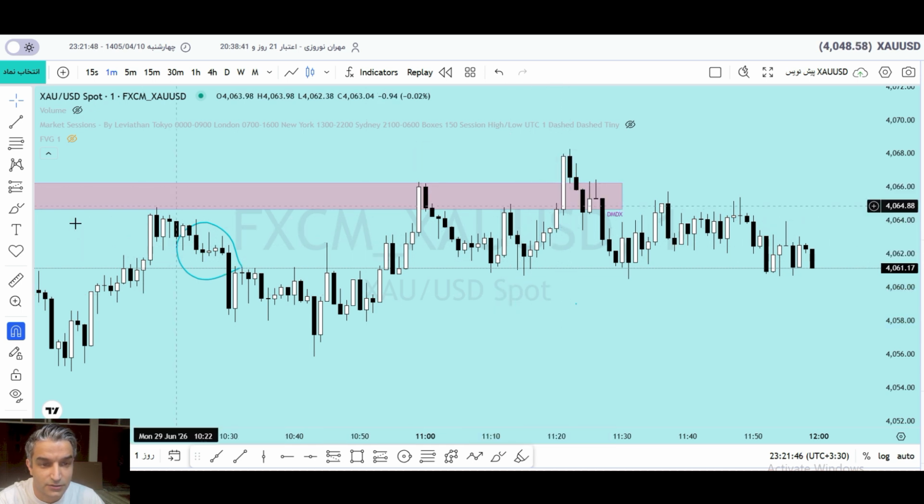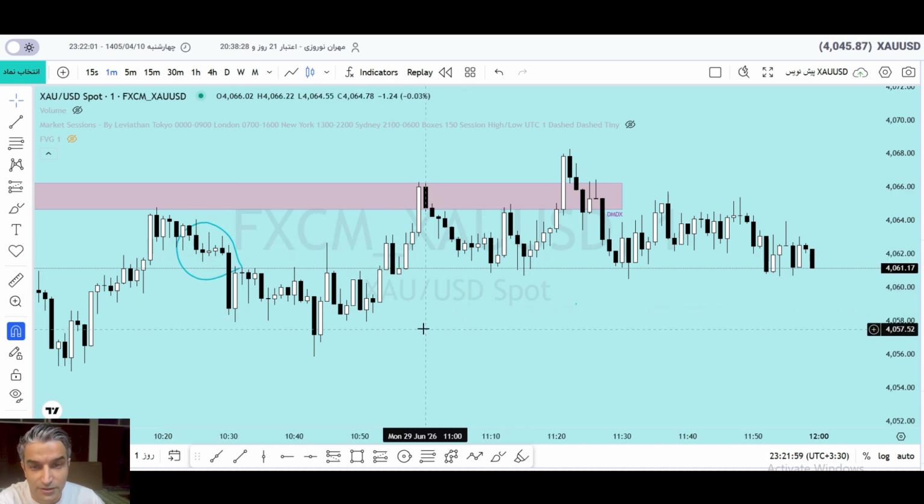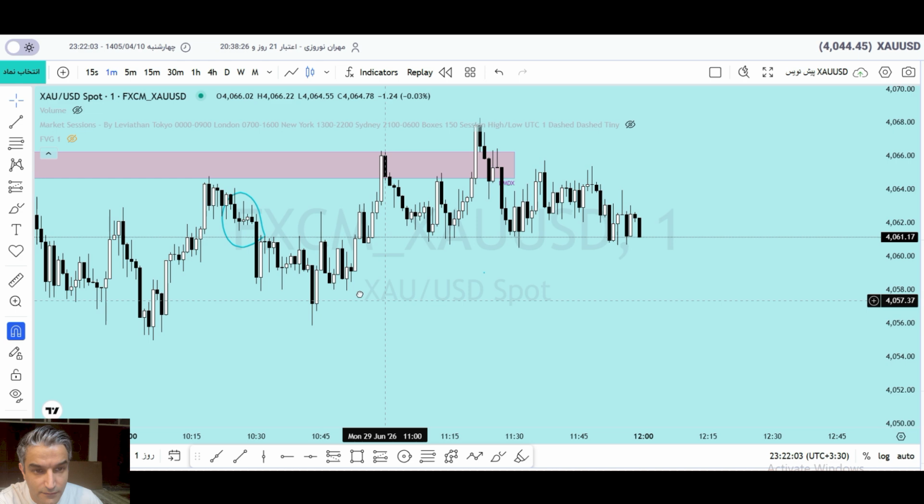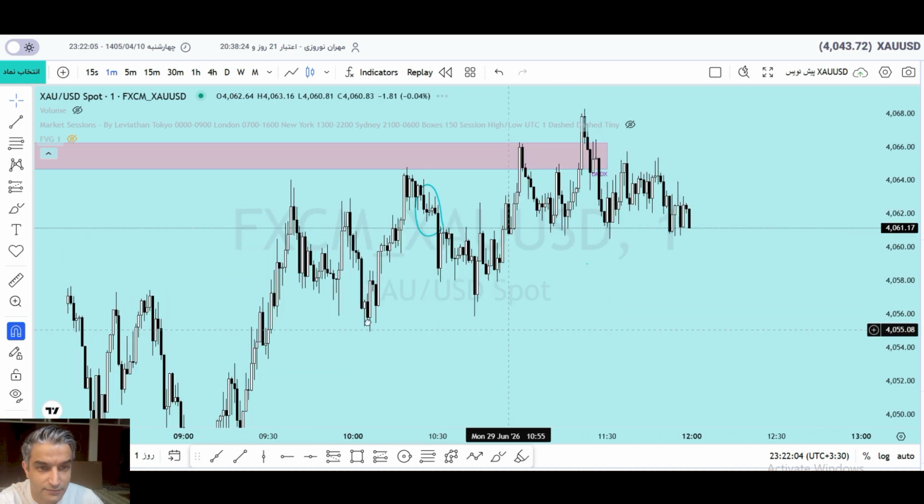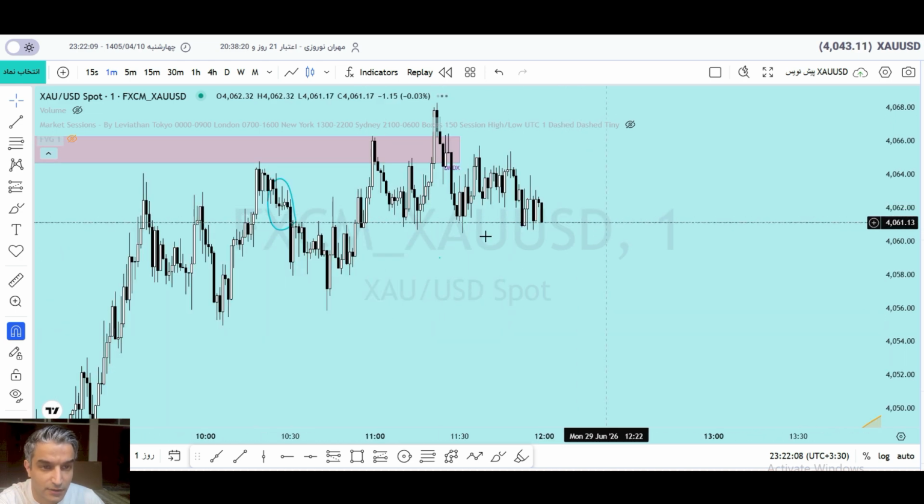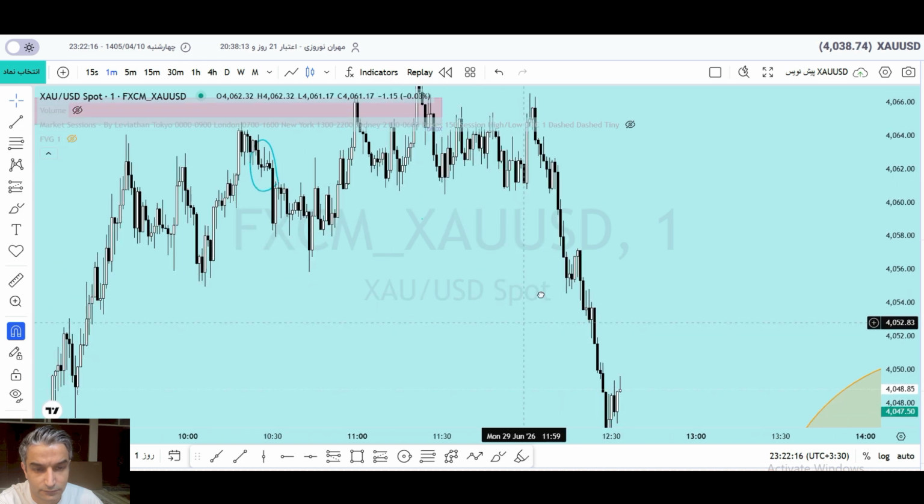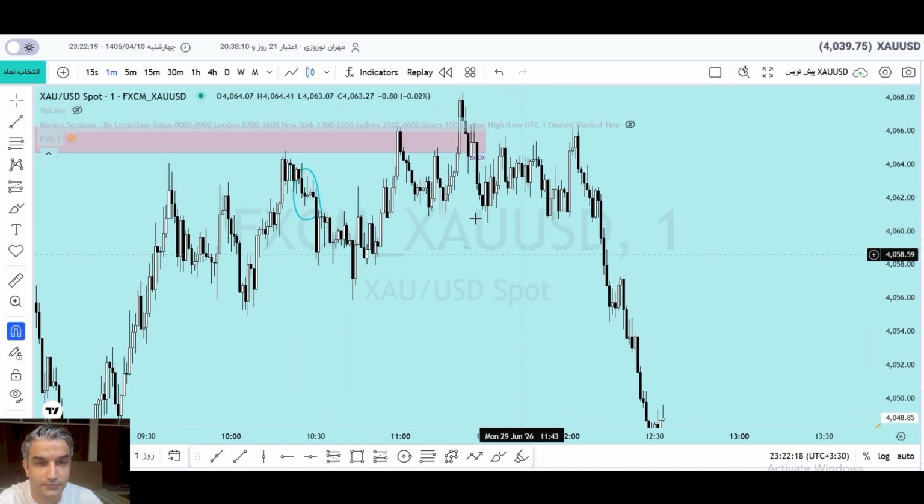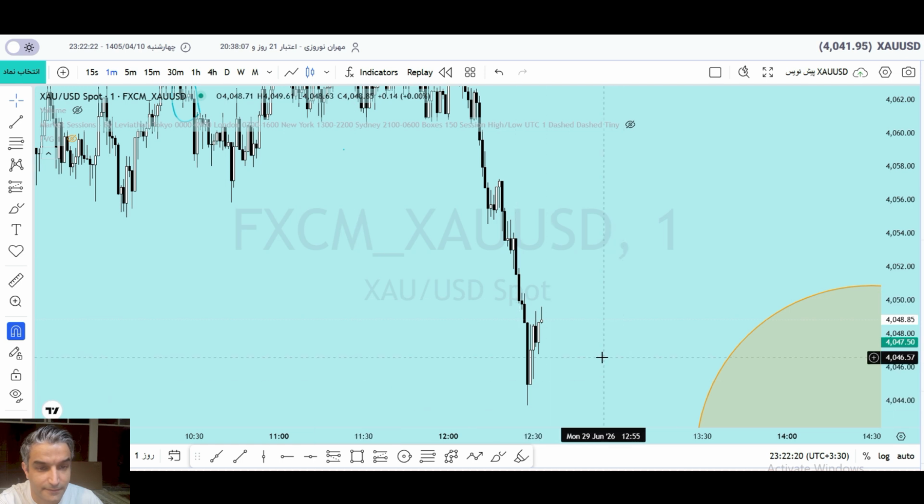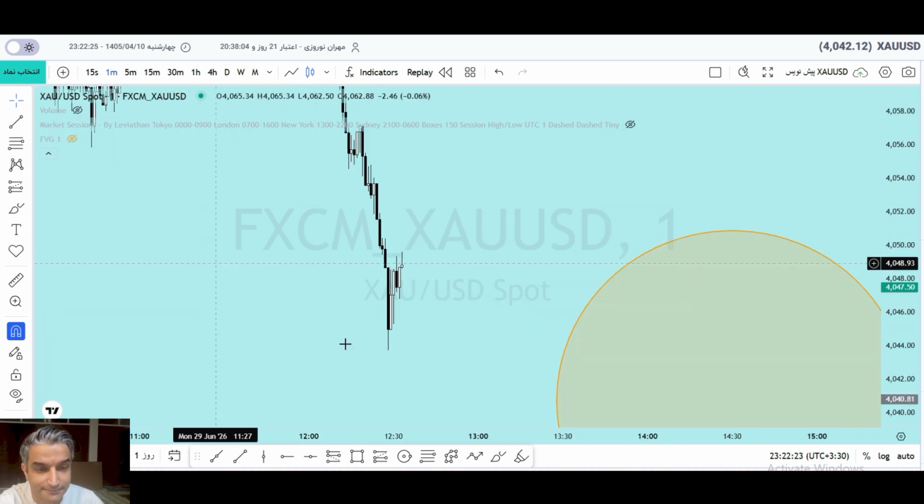For this position, I had a break time, so I entered very fast without finding my confirmation. But as you see, price goes and made a good entry. You can take a good target from this trade. Let's see the second example.